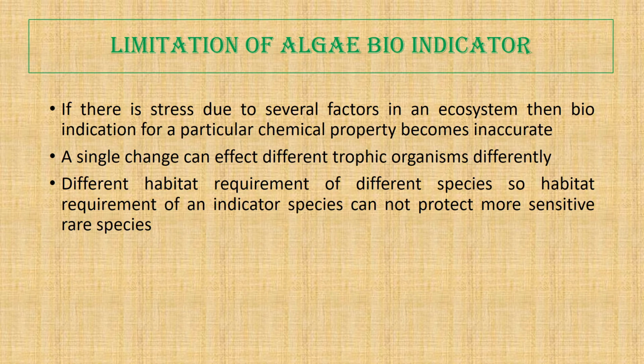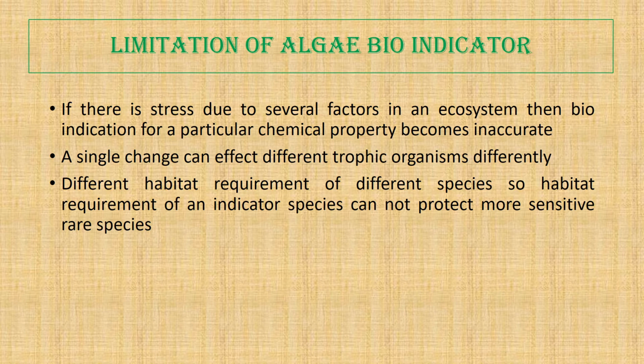There are also limitations of algae as a bioindicator because the algae, being the very first level in a food pyramid, the primary producer, the extent of damage of the pollutant will be different in the primary producer and the higher trophic level. As we go higher up on the trophic level, there will be biomagnification. So the effect of stress will be increased manifold.